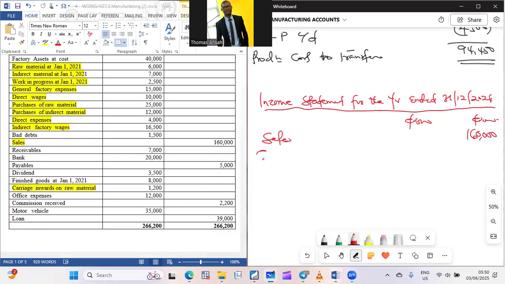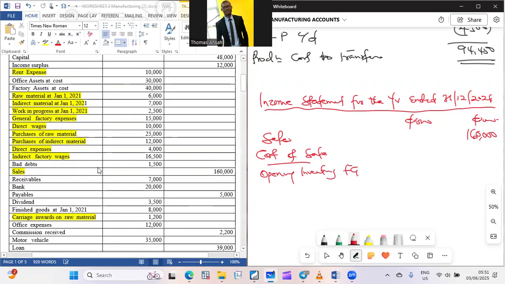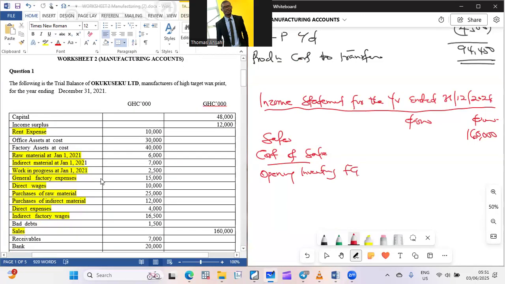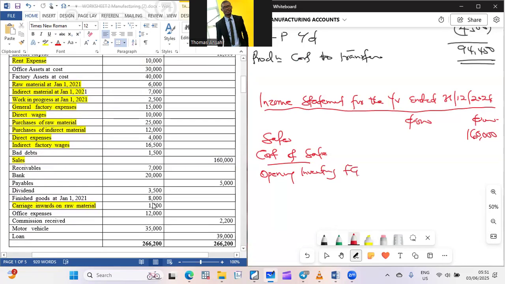So cost of sales. So you start with what? Opening stock of finished goods. So opening inventory. Now we are in the finished part. Okay, so where is it? Opening stock of finished goods. This is it, 8,000. Then you bring in the production cost that you have done. That's the danger. You get it wrong. This is it. So we have 94,450.